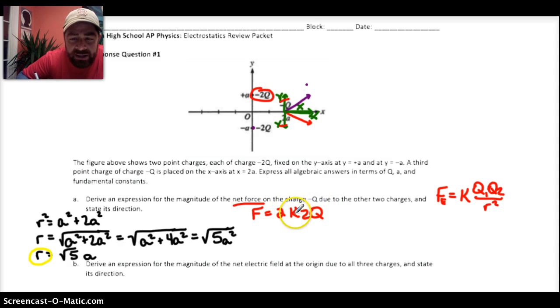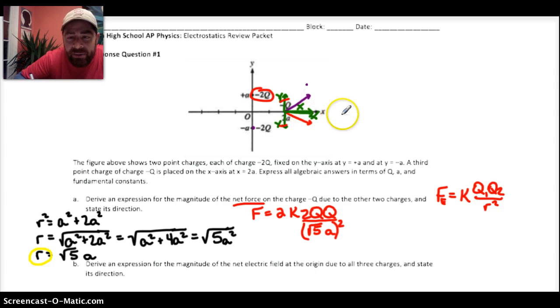So I'm going to get k times 2q times q, which is the magnitude of the charge of interest here, over r squared. Now, in this case, r squared can be defined as root 5a. So I'm going to write that as root 5 times a, and I need to remember to square that whole thing. But I just want the x component of that.